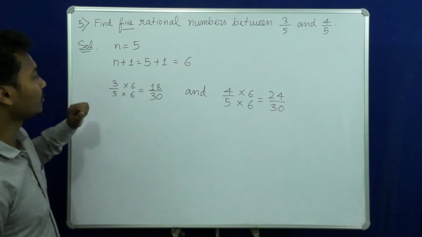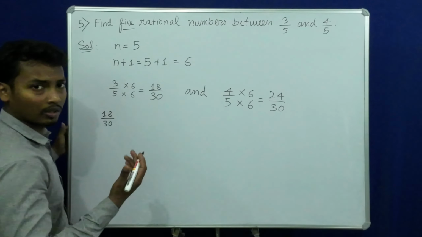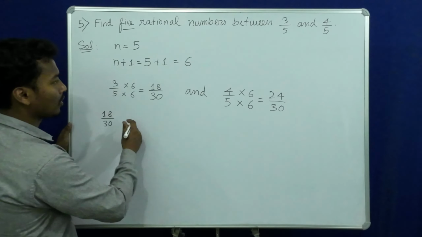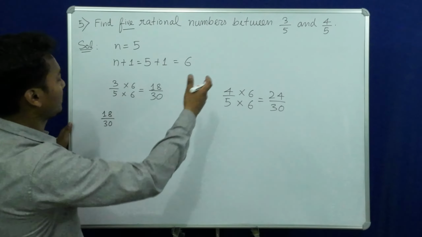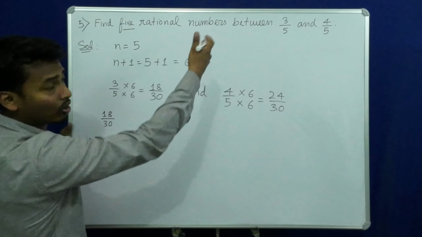So how many do we need? 5. So let's imagine all the rational numbers first and see what we get. So obviously if we present it in the ascending order, you know that 4 by 5 will be greater if you cross multiply.